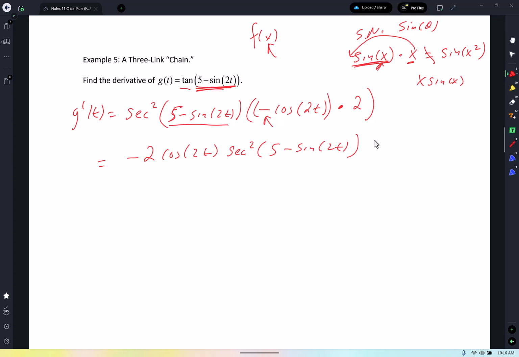You could put negative 2 secant squared of 5 minus sine 2t times cosine 2t. Just don't make it something that I saw on a circuit.